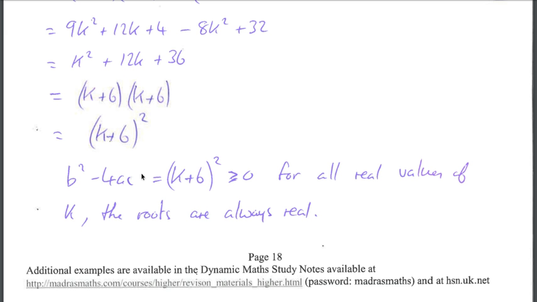So that is going to give a number that is not negative, so therefore there will definitely be real roots. And even if k was, say, negative 10, negative 10 plus 6 is negative 4. If we square negative 4, we get positive 16, which is greater than or equal to 0. Therefore, we're always going to get something that's greater than or equal to 0. So we're always going to get real roots for all real values of k, whether it be real and equal or real and distinct roots, but we will always get real roots.